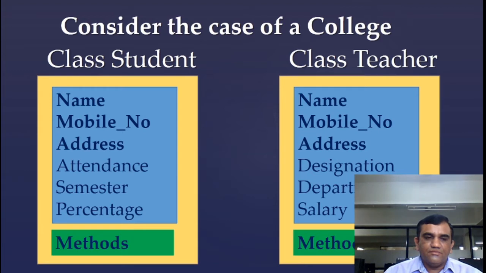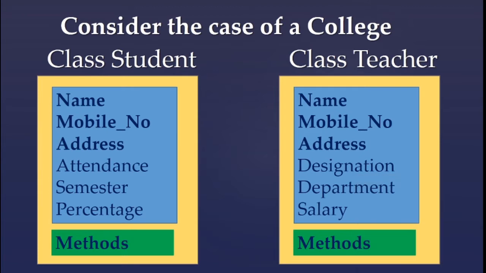We have a few variables: name, mobile number, address, attendance, semester, percentage, and a few methods in the class student. Similarly, in the class teacher, we have name, mobile number, address, designation, department, and salary as the variables, and a few methods. Here some of the variables are common: name, mobile number, and address. Similarly, some of the method code might also be common.